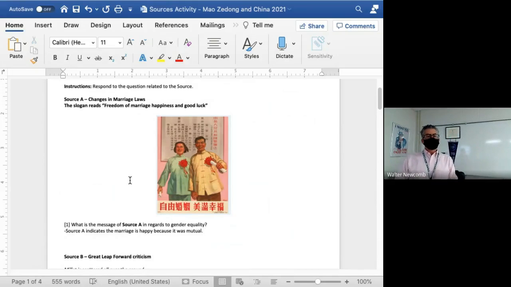All right. And the question is, what is the message of source A in regards to gender equality? How can we take this? What could be another statement we could make? Sometimes in propaganda posters and images, we do have to make some inferences and bring some outside information in. How could this reflect equality?